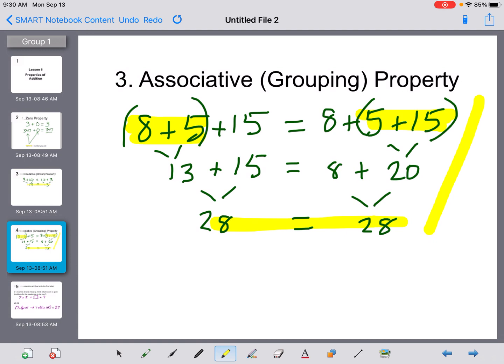A big clue that the associative property is being used is the use of those brackets, okay? So if you see those brackets grouping addends together or grouping numbers together, that's the easiest way to pick out that the associative property is being used.